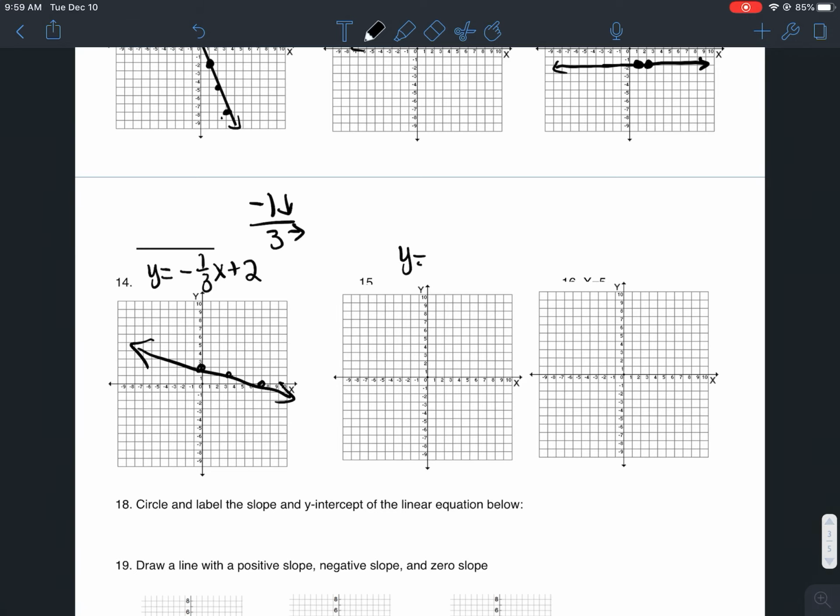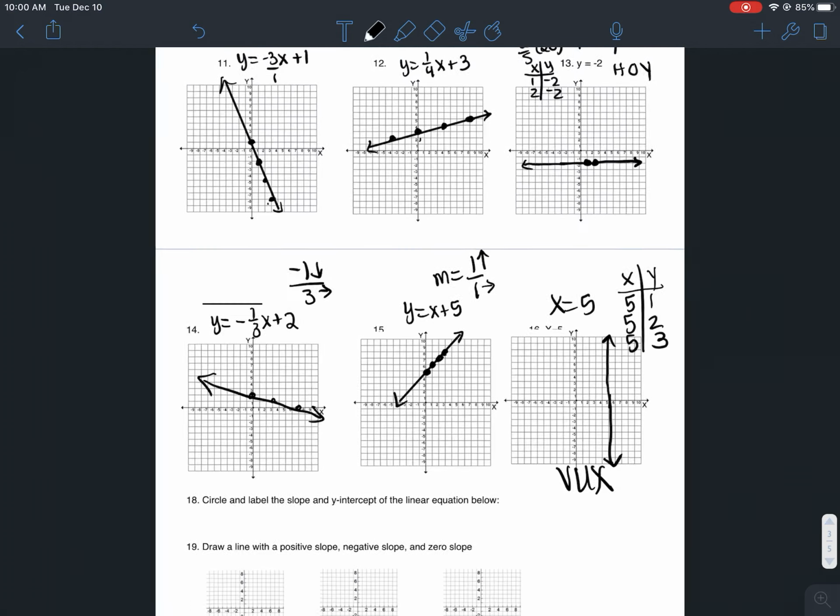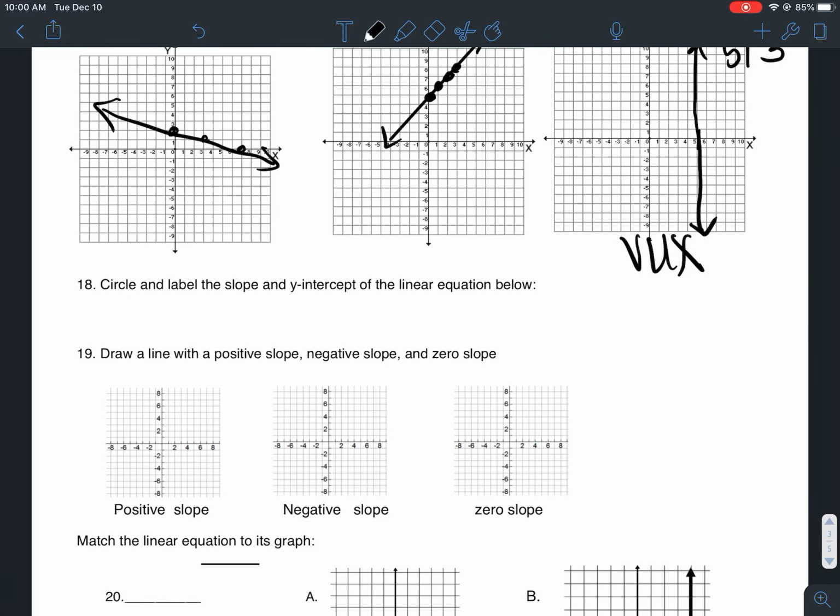And then this one would be y equals x plus 5. So I'm going to start at the 5, and remember that my m is 1. So we're going to go up 1 over 1. And then the last one was x equals 5. So that's the VUX part, right? Vertical, undefined slope, x equals. All of your x's are 5. So it's going to look like this, where all of my x's are 5.